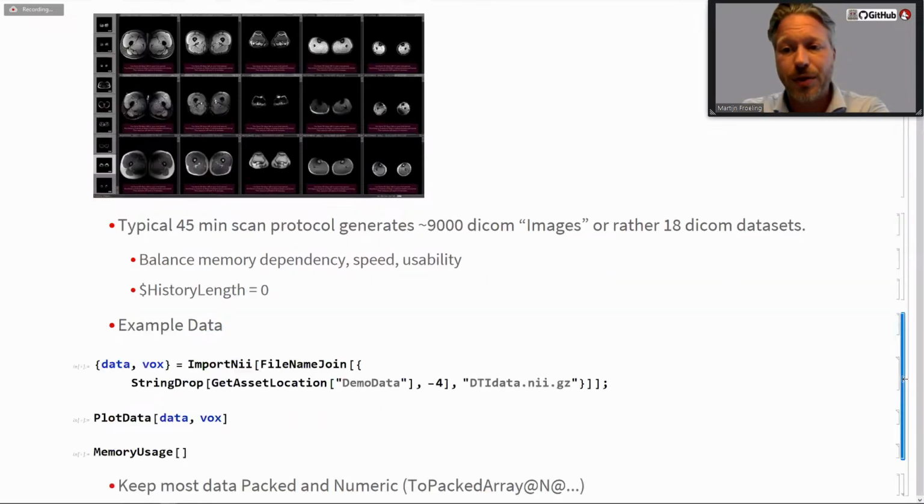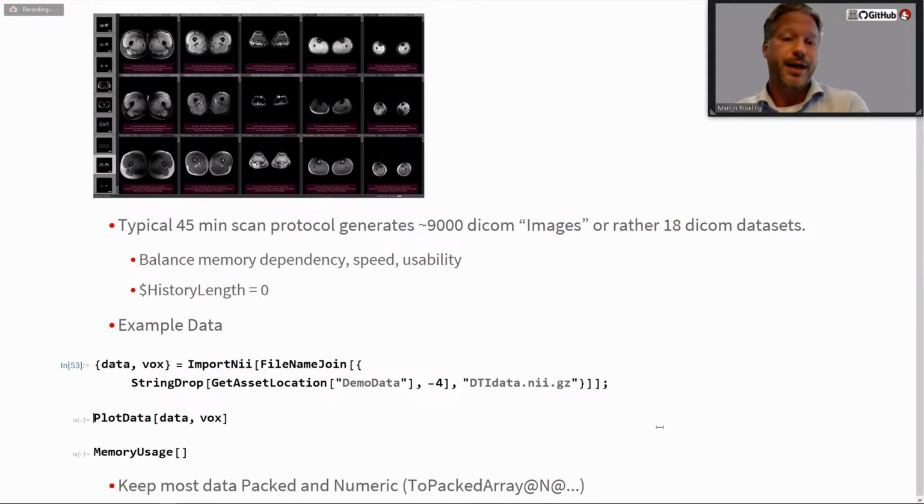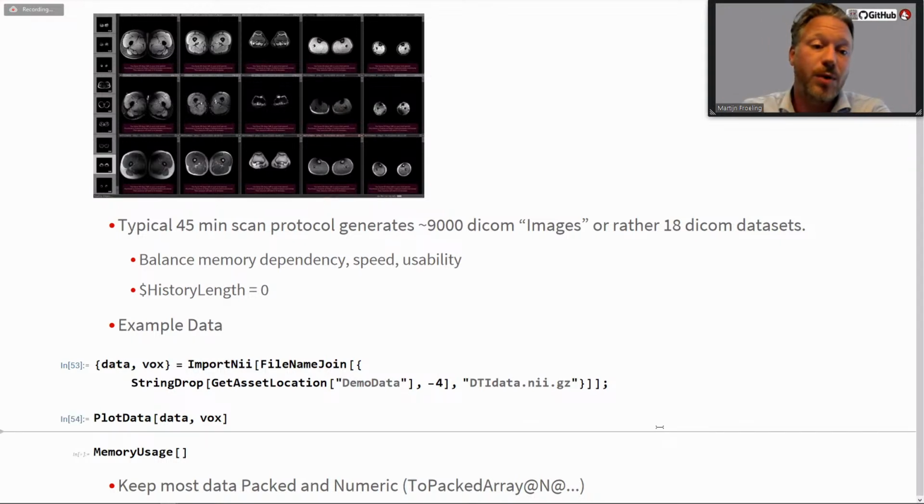So what does this data actually look like? Let's look at some example data. I'm going to import one of the data sets. This is diffusion weighted data from the lower leg. And then, of course, I need to visualize the data. For that, we have the function plot data. It takes the data set itself and something called the voxel size.